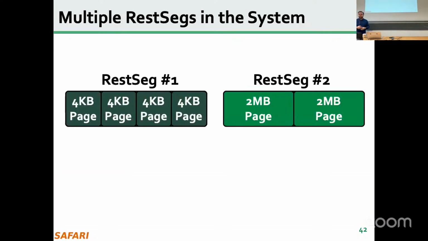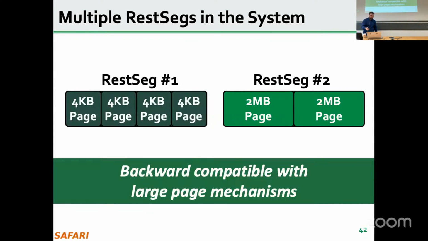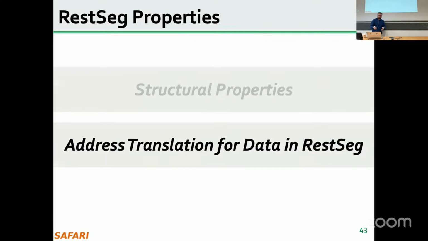And we can use multiple restrictive segments in the system. For example, nowadays, systems are using both 4 kilobyte and 2 megabyte pages. So I could benefit by using one segment for my 4 kilobyte pages to deliver fast translation for 4 kilobyte pages, and another segment which is organized to store 2 megabyte pages, not 4 kilobyte pages. This sort of design offers backwards compatibility with large page mechanisms.